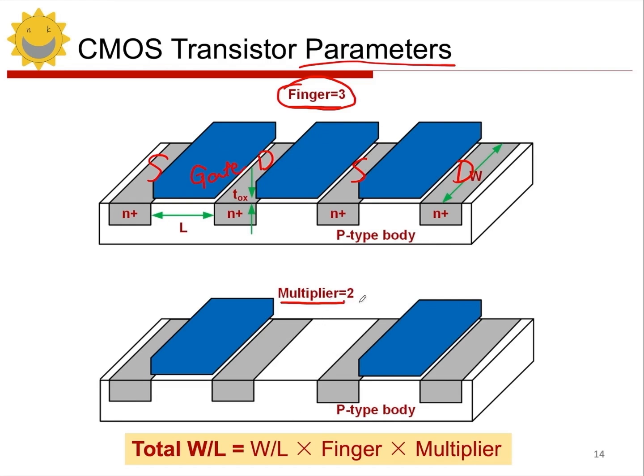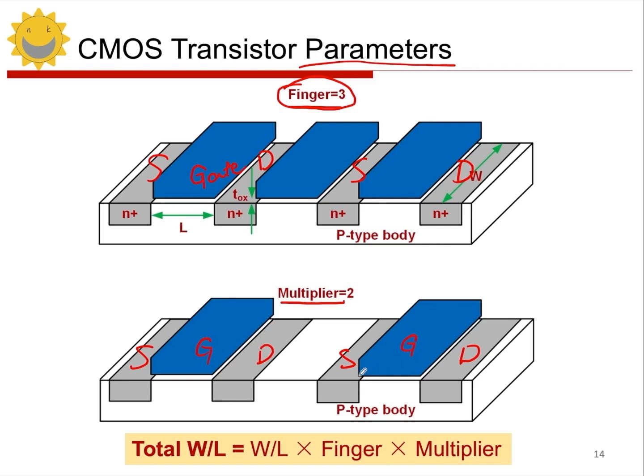Now let's look at the width and length of the transistor. For a finger, its width is in this direction, which we call W, and its length is in this direction, which we call L. So for one finger, the width to length ratio is W/L. The same goes for multiplier. It also has its W/L. When we design a schematic for a circuit, both finger and multiplier parameters will appear.